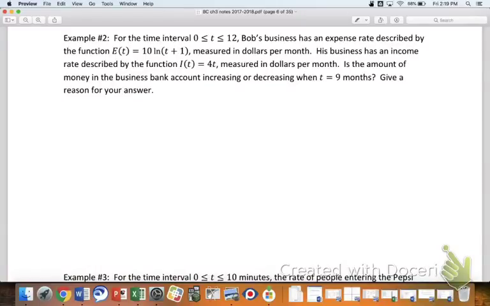Bob's business has an expense rate described by the function E of t equals 10 natural log of t plus 1, measured in dollars per month. His business has an income rate described by the function I of t equals 4t dollars per month. Is the amount of money in the business bank account increasing or decreasing when t equals 9 months? Give a reason for your answer.